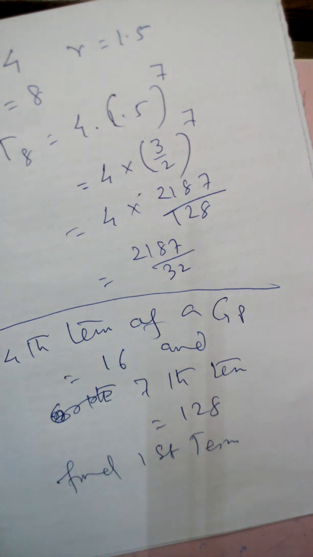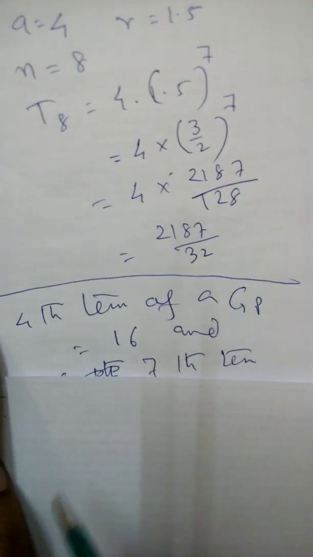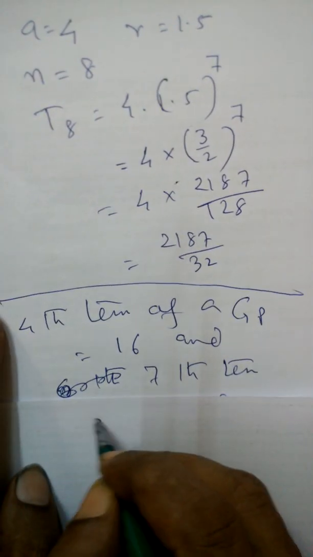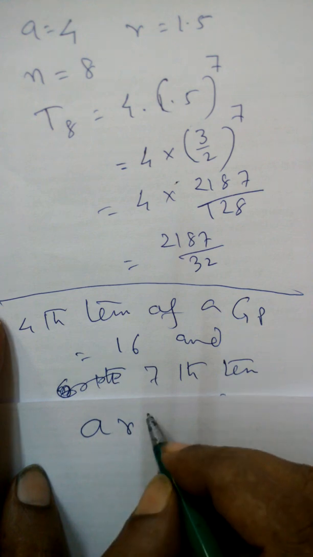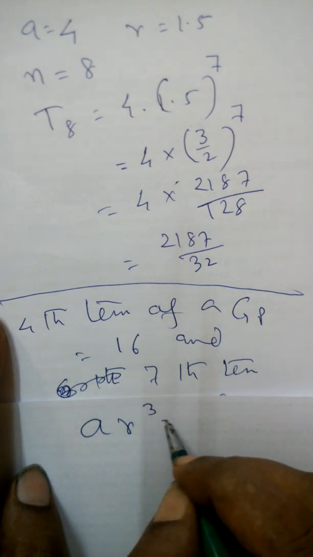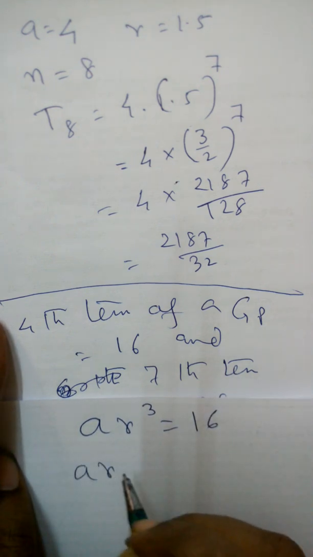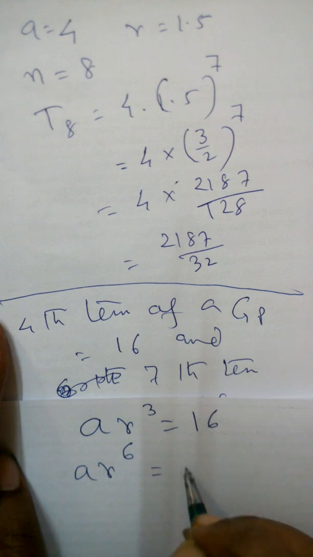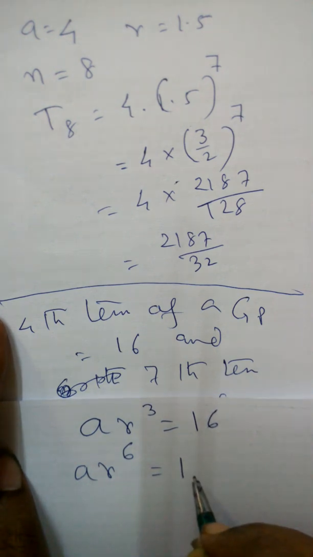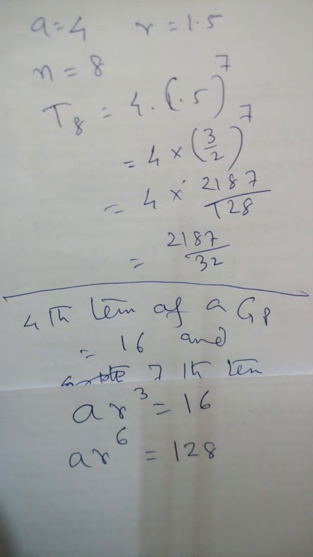Just now I told you the formula. This is the fourth term. A is the first term, which we don't know, R we don't know, the ratio. The fourth term is A R to the power 3, because 4 minus 1 is 3, that is 16, and the seventh term is A R to the power 6, and that is 128. So what you need first is R, the ratio.